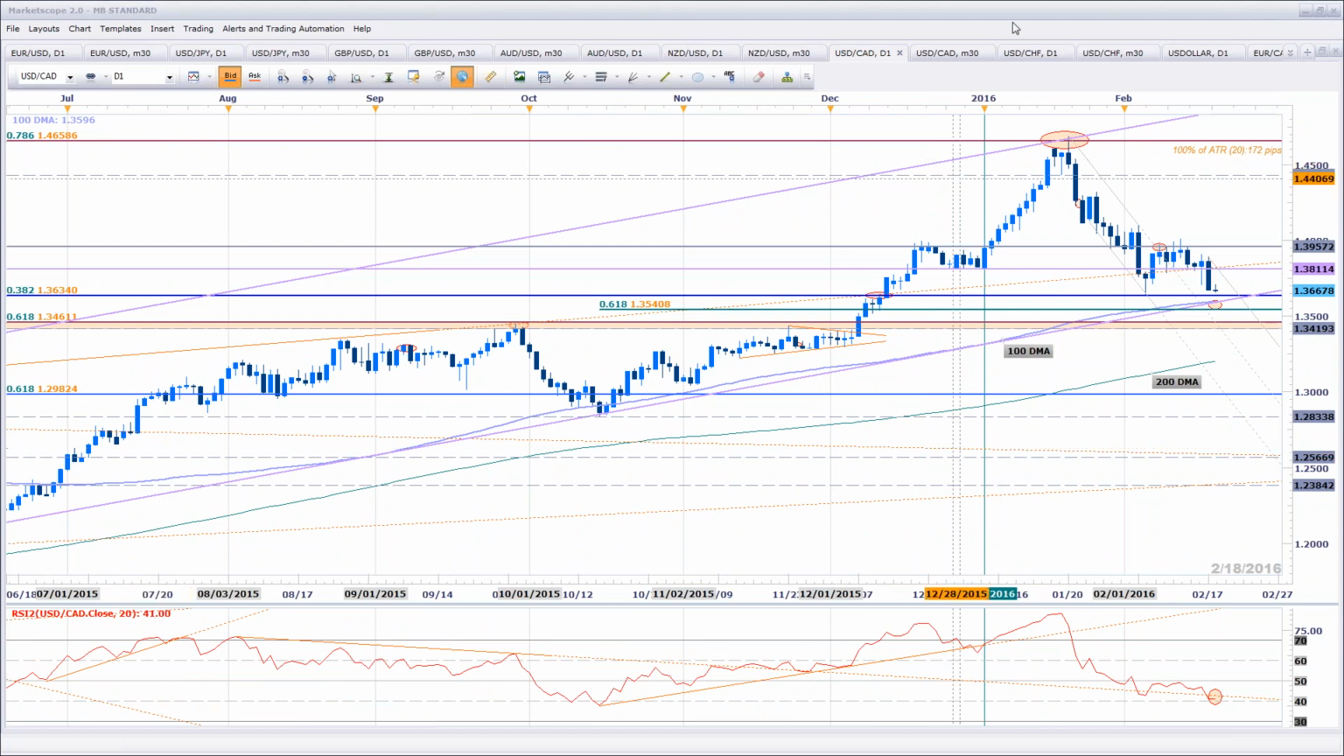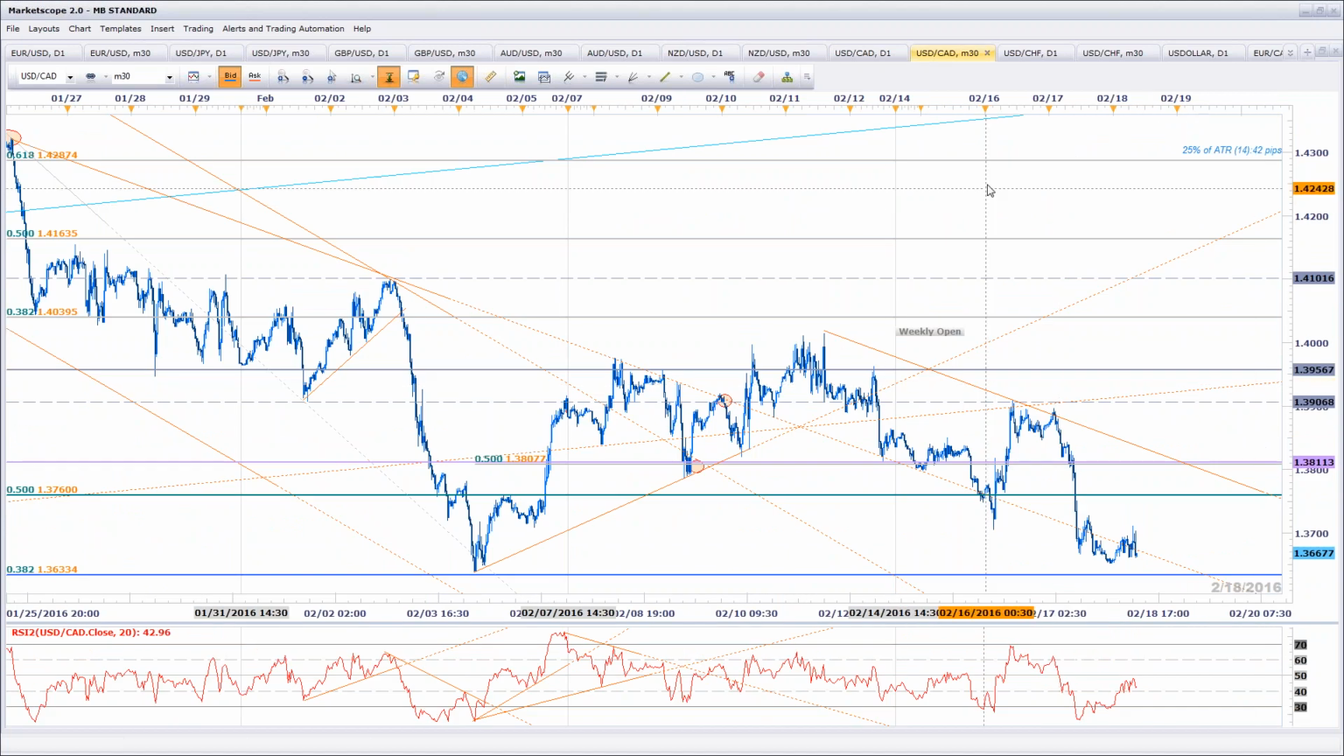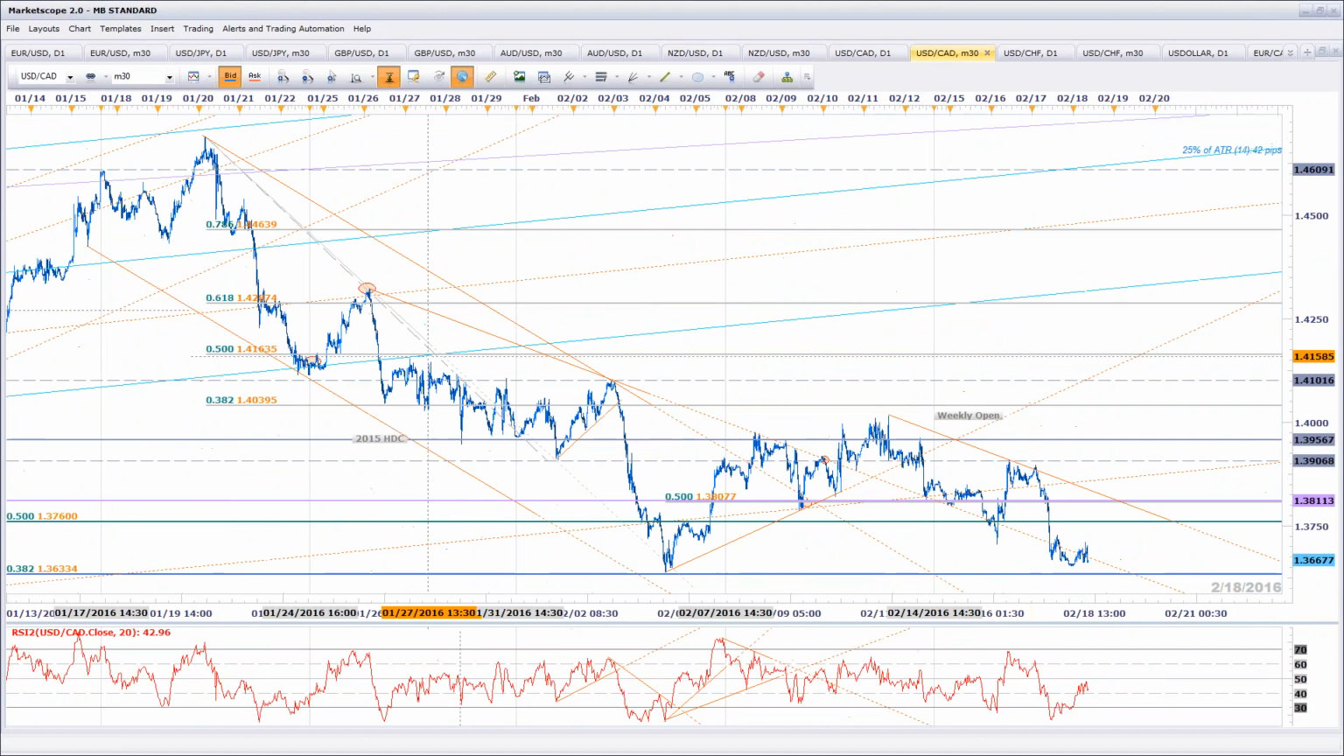Here's what the intraday chart looks like for dollar CAD. Not really an appetizing piece for me. We looked at this trend line yesterday. We were sort of pivoting right off as resistance, right off as support. I don't know what that is right now. From an intraday level, it is giving you a 42 pip quarterly ATR.